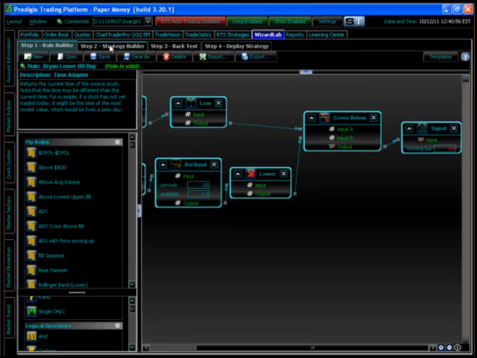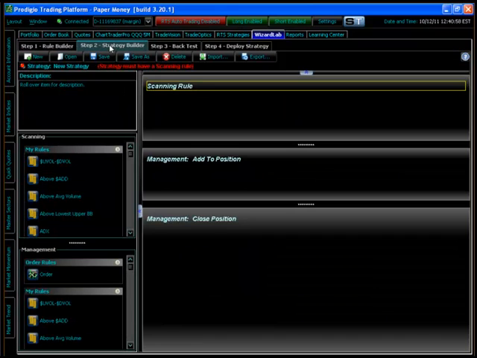Those my rules are what you use in Strategy Builder. And so what I did was I tabbed over to Step 2, Strategy Builder. And you'll notice that there's 4 steps. There's Step 1, Rule Builder, Step 2, Strategy Builder, Step 3, Backtest, Step 4, Deploy Strategy. These 4 steps you just follow as a sequential process in order to build something that uses Prodigio's Wizard Lab.